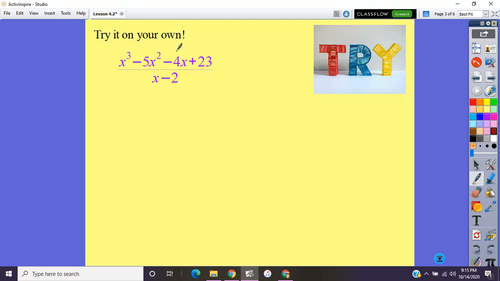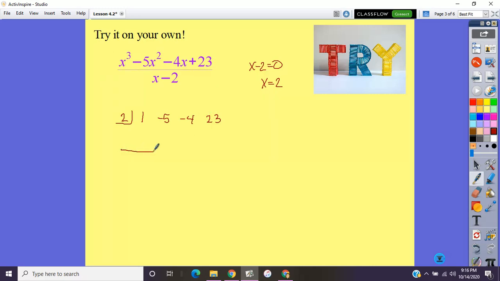So once again, we're doing this top divided by the bottom. If we set the bottom equal to 0 and solve it, x equals 2. Once again, that's what goes in this backwards box. We throw all the coefficients here. So x cubed, x squared, x, and no x.